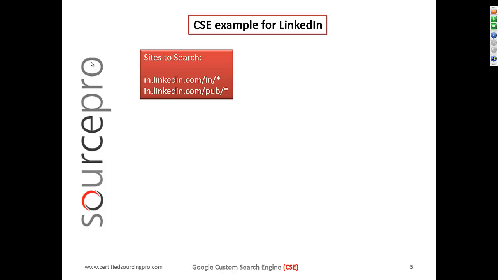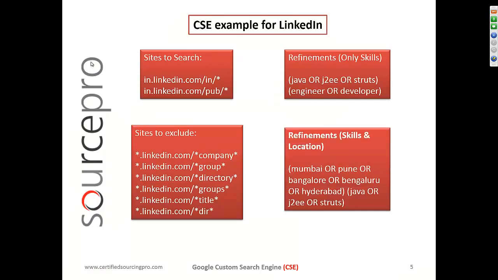Now, if you've missed the previous part, here's an example of what we searched for in this particular LinkedIn CSE. In the sites to search, we put in linkedin.com/in/ asterisk. This is to search only candidates from India. Then we excluded the sites which have company, group, directory, title directory, groups. We refined these titles by skills, which is Java, J2EE, Struts, or engineer or developer. Then we added another refinement with the skills and location.